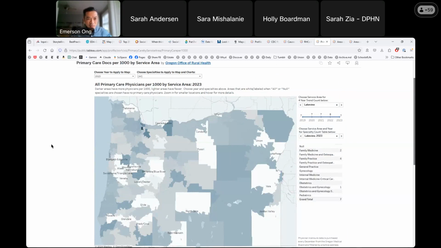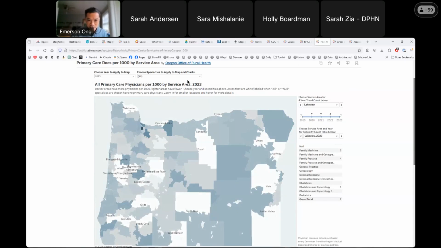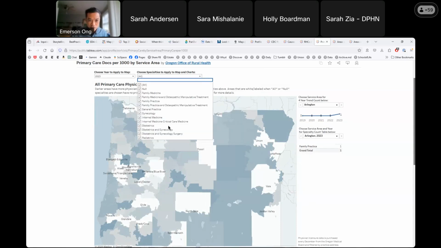This one is primary care docs per 1,000 by service area. So this is 5 years' worth of primary care licensure data for the state of Oregon by service area. The only thing you really need to choose here, if you want, this shows all primary care right now, but you can go up here and choose a specific specialty of primary care, and then that'll show up on the map.